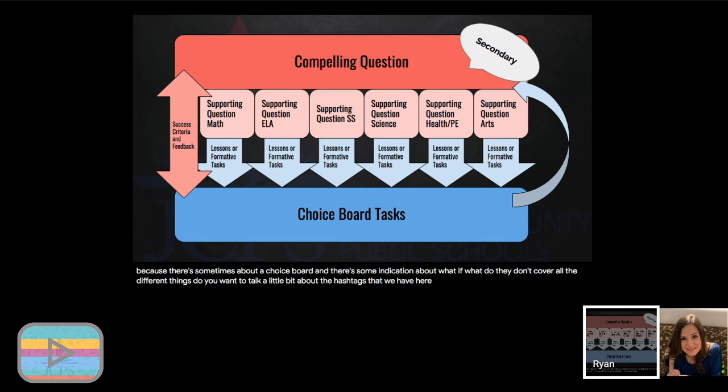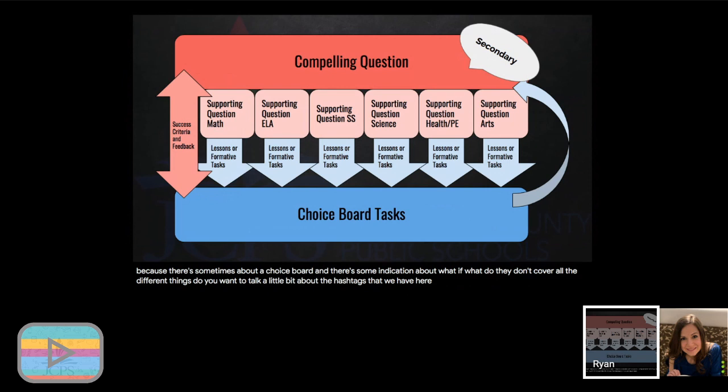And our hope is that this framework can become a core of the conceptual understanding of interdisciplinary planning. Then as we move into next year and begin to do more and more interdisciplinary planning across and within our levels, we could build this out. So you see at the top the compelling question, each supporting question siloed there by discipline, which is what you see in that high school example. We know that those lessons and the formative tasks have to stem from those supporting questions and then lead to those performances from the choice boards that answer the compelling question. And we know that the success criteria and models and feedback need to happen all throughout that model.